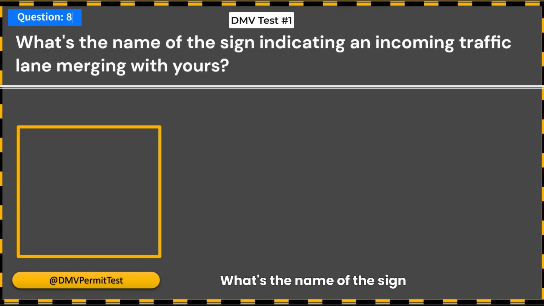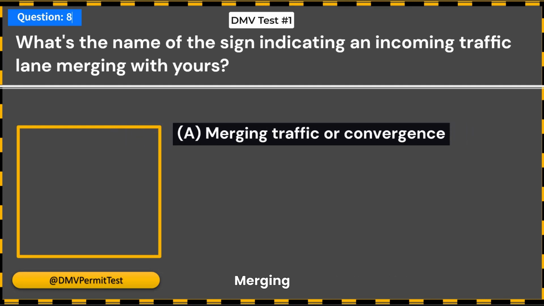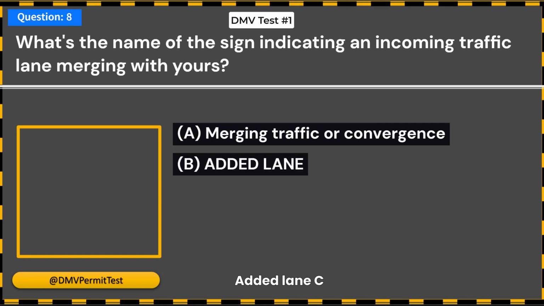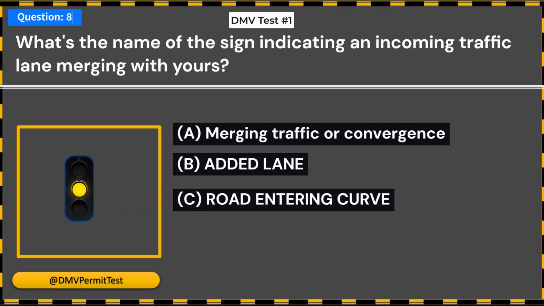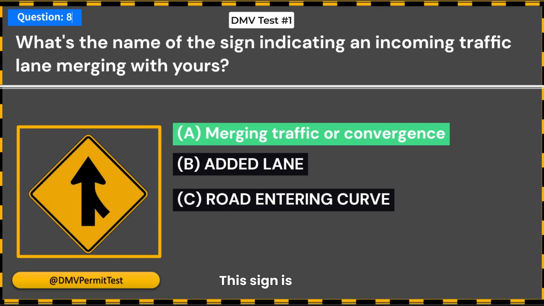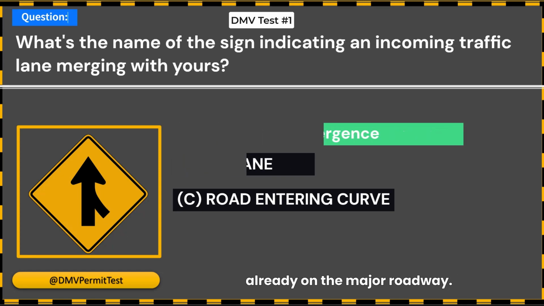What's the name of the sign indicating an incoming traffic lane merging with yours? A. Merging traffic or convergence. B. Added lane. C. Road entering curve. Correct answer, A. Merging traffic or convergence. This sign is placed on a major roadway to tell you traffic may be merging into your lane from another roadway or a ramp. In this example, the traffic will be entering your lane from the right. Entering traffic must yield to traffic already on the major roadway.